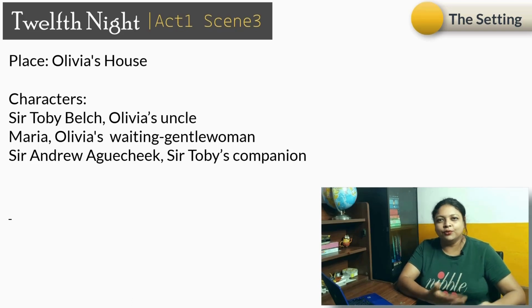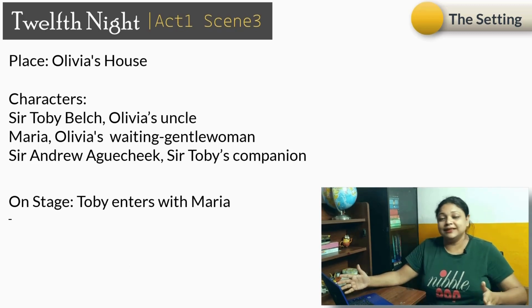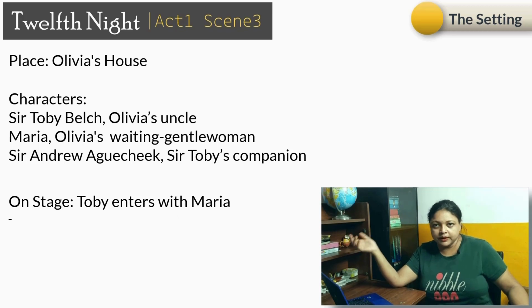So this is kind of a role reversal here. While Toby is supposed to look after Olivia, it is Olivia who looks after Toby and also makes sure that he tries to follow some discipline in life, which he absolutely does not. He enters with Maria. Maria is Olivia's handmaid. As the play progresses, we'll see that there's a kind of love interest between Sir Toby and Maria, which we will discuss later. Here, Toby and Maria are speaking about Olivia.